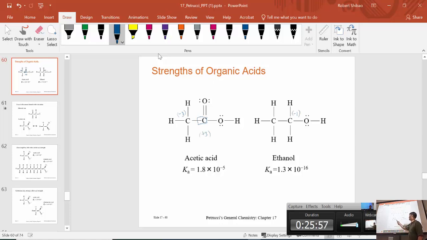Take a look at the acid strength difference. This is 10 to the -5 for acetic acid, but ethanol, 10 to the -16. The difference here is 10 to the 11th, which is 100 billion. So ethanol is 100 billion times weaker than acetic acid. And acetic acid is already considered a weak acid, so what would ethanol be considered? Ethanol wouldn't even be considered an acid. People don't usually consider ethanol an acid because it's so weak. And so alcohols aren't normally considered acids.